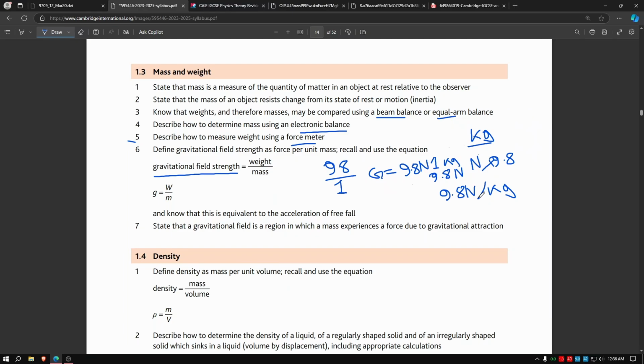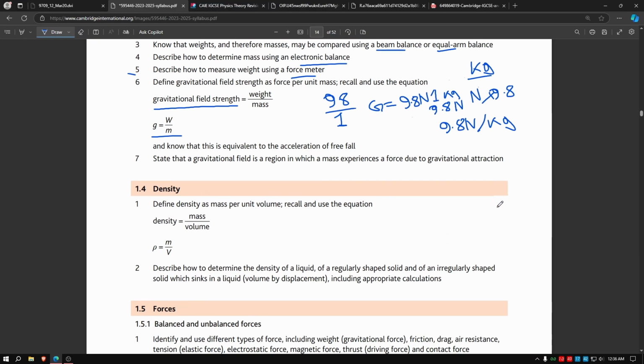More or less, yeah, heavier objects, or any object that has more mass, will be pulled down more by gravity. That is a universal fact. So the shortened formula is given here, and know that this is equivalent to acceleration of free fall. Why is this acceleration of free fall? And what is acceleration of free fall?